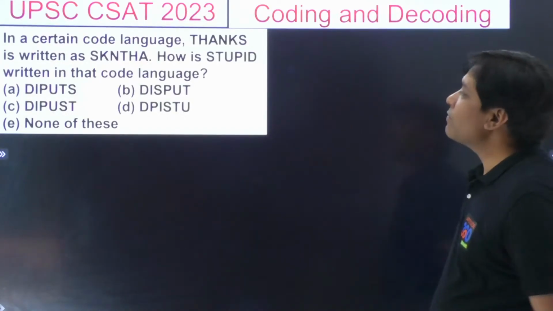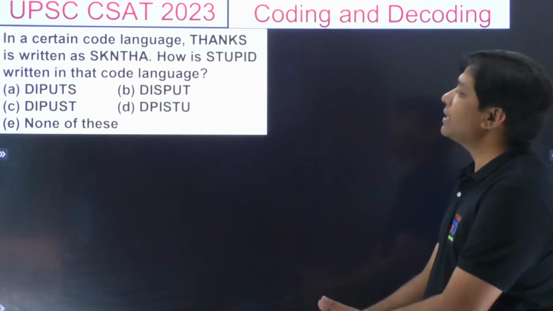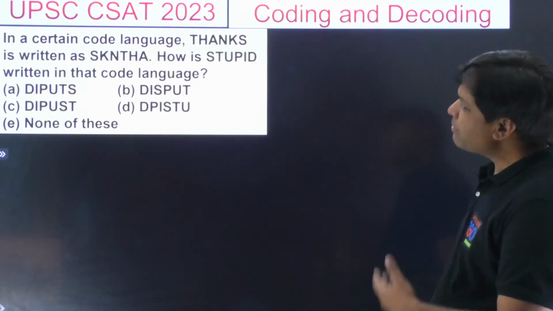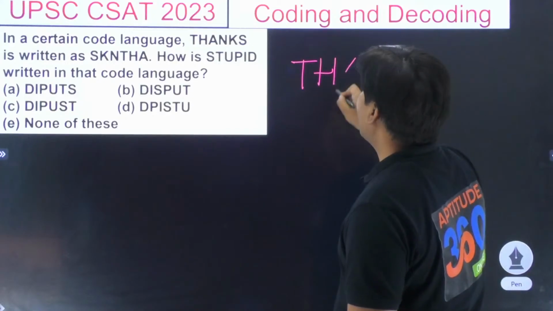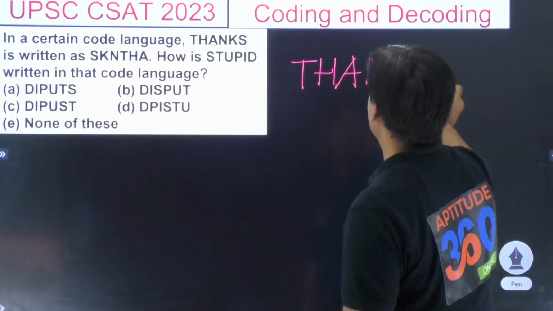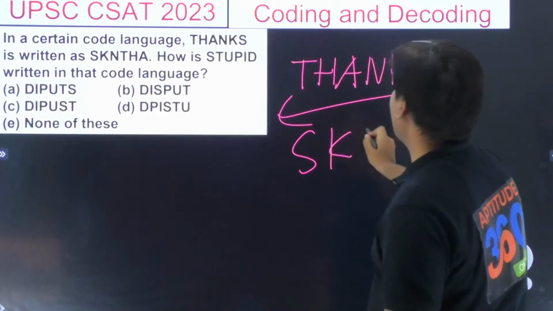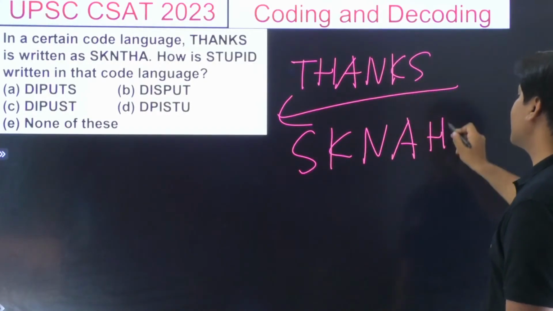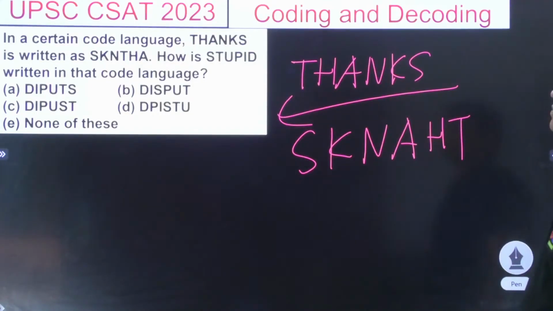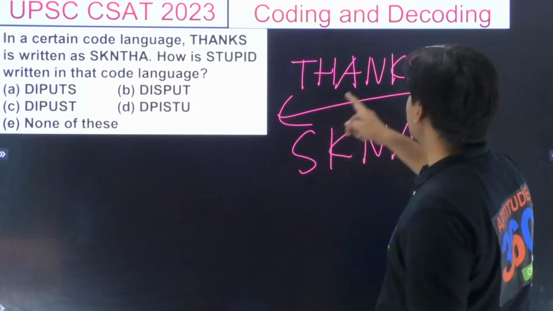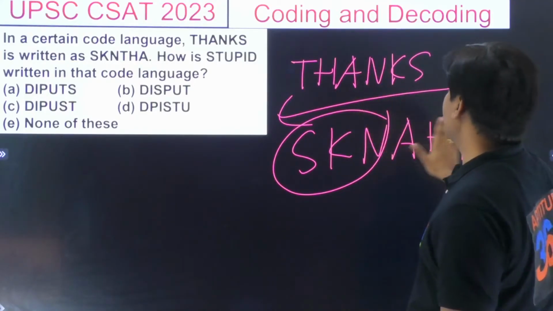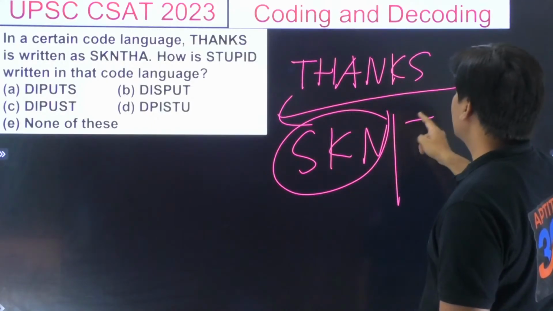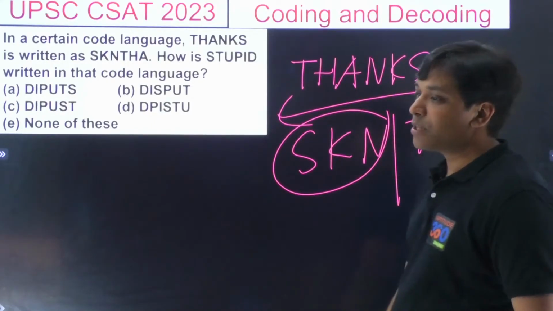In a certain code language, thanks is written as SKNTHA. What is this? It is very simple. What do we have to do here? THANKS in the reverse order, SKNAHT, isn't it? Did I make a mistake? SKNTHA. So it did not replace this one. THA. What is the answer, people?